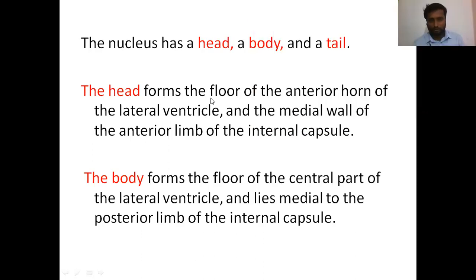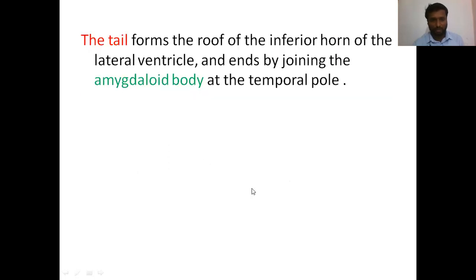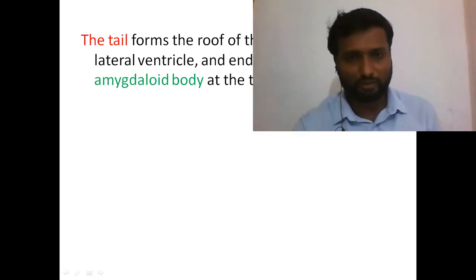So the head, which forms the floor of the anterior horn, that point is clear, and it lies medial to the anterior limb of the internal capsule, that is also clear. Then the body forms the floor of the central part of the lateral ventricle, that is clear, and lies medial to the posterior limb of the internal capsule, that is also clear. Then the tail, which forms the roof of the inferior horn of the lateral ventricle, and there it joins with the amygdaloid body. How does it form the roof of the inferior horn?